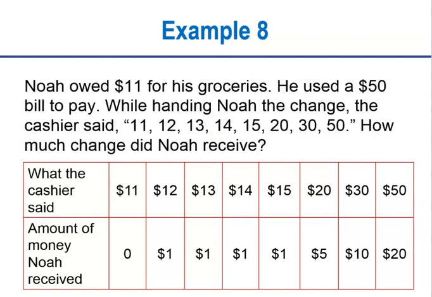Here's another way to think about this, and this is really in action. Noah owed $11 for his groceries. He used a $50 bill to pay. So if you think about that, you're calculating $50 minus $11. But what the cashier did is started with 11 and started counting up to the next whole number. So notice here's the count. 11, and then 12, which added $1, 13 added another $1, 14 added another $1, 15 added another $1.